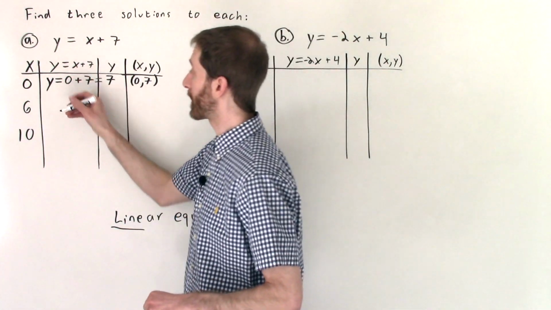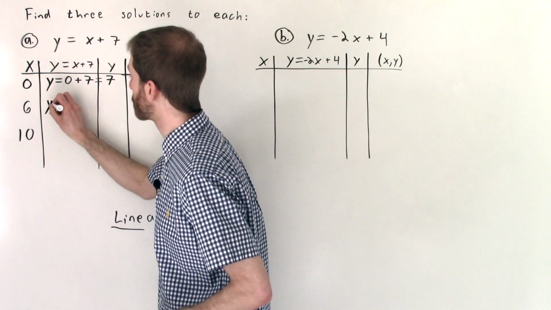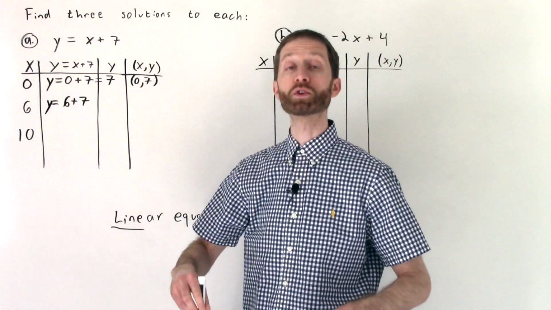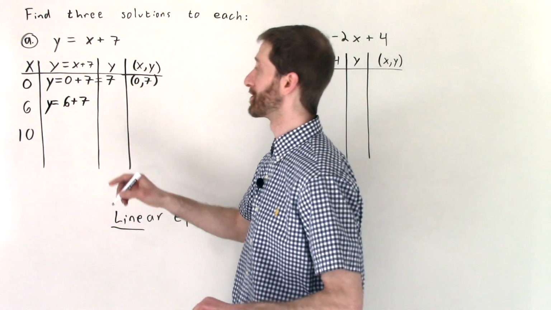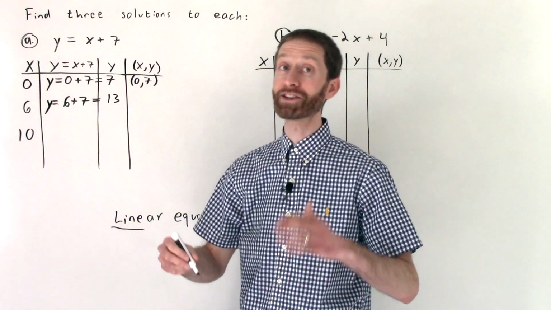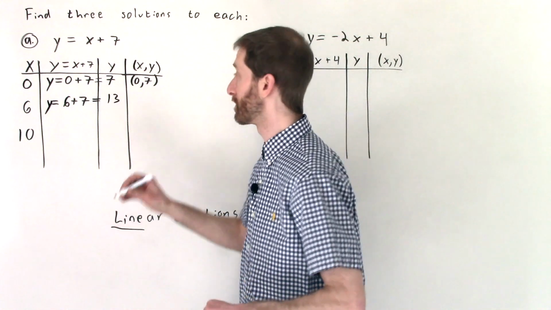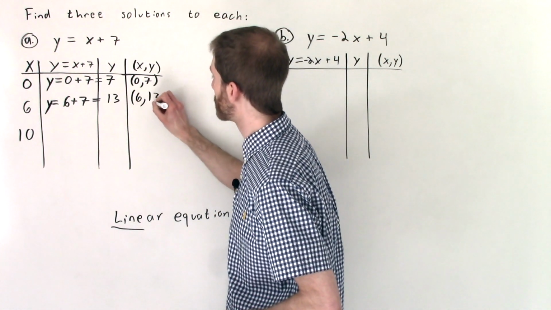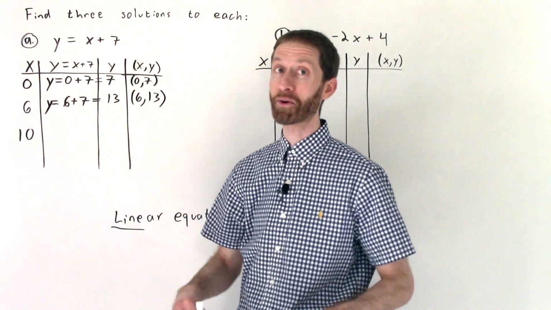So now I plug in 6. So I do y equals 6 plus 7. 6 plus 7 is equal to 13. So that is going to be my y value. So my solution is 6 for x, 13 for y. So that means when x is 6, y is 13. A solution to that equation.